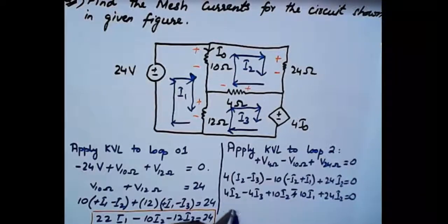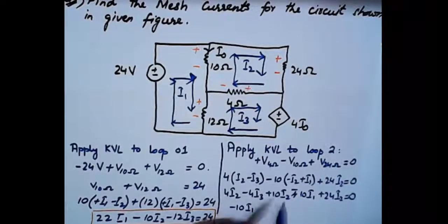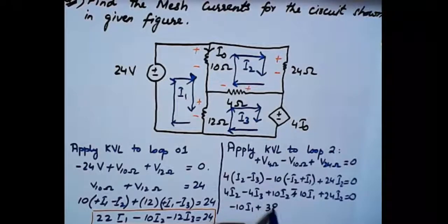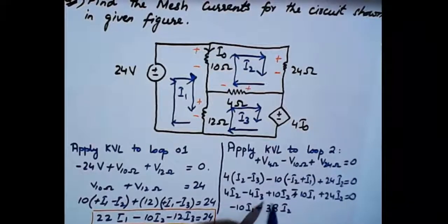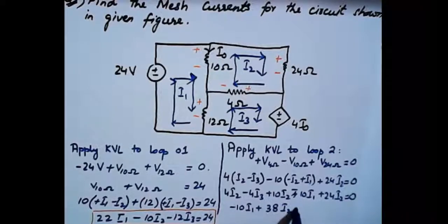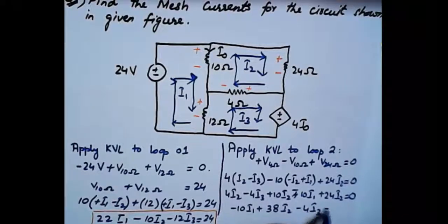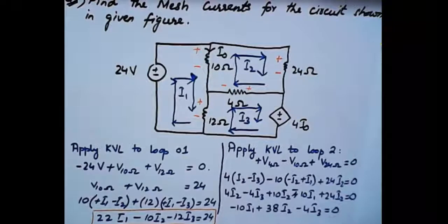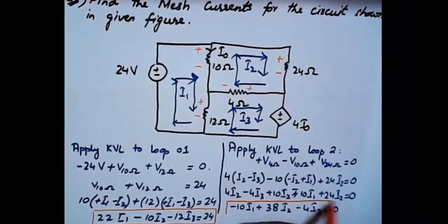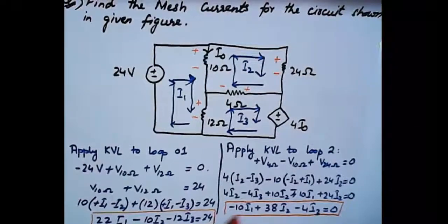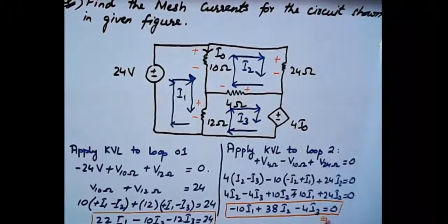So I1 will be minus 10 I1, I2 here we have 10 plus 4 is 14, plus 24, so plus 38 I2, and then we have the value of I3, which is minus 4 I3 is equal to 0, and we can name this equation as equation number 2, right?